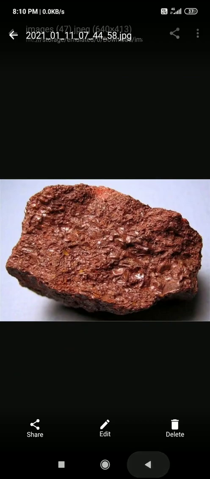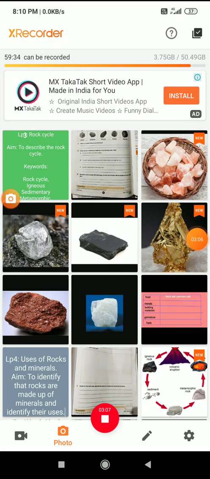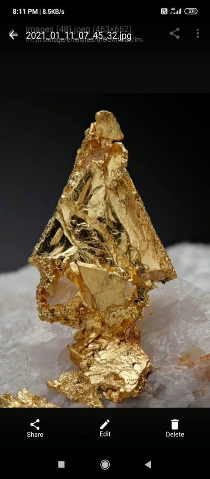Next one is native gold. Do you know gold, right? The gold ornaments that we wear, mostly the ladies, they make so many ornaments and jewelry. So gold, where do we get it from? It is one type of mineral only. We get it along with these stones only. So this is native gold, right? They melt it and make the ornaments.